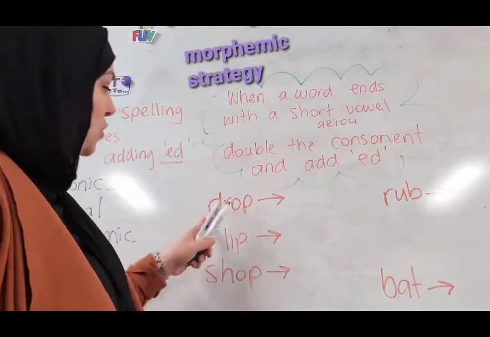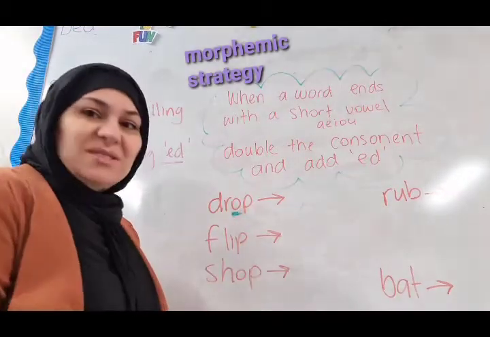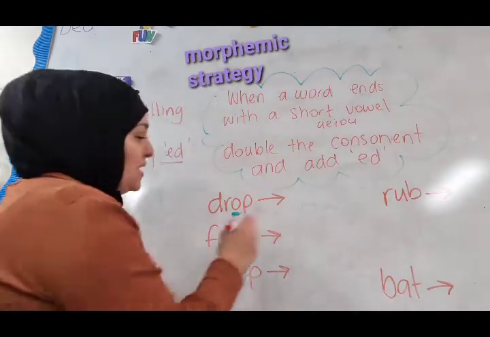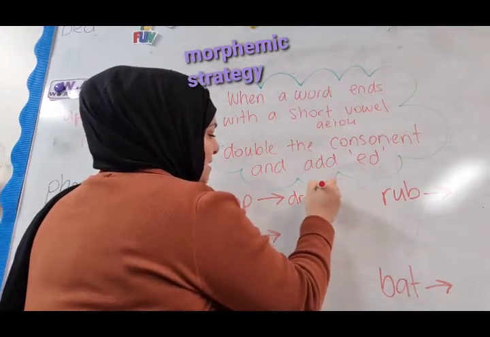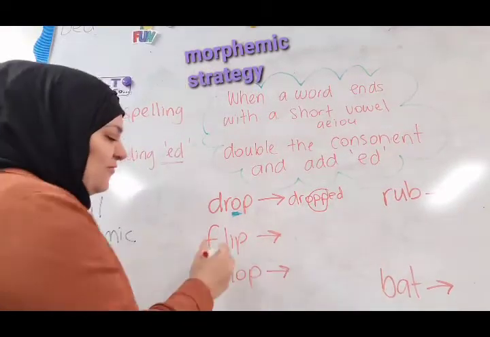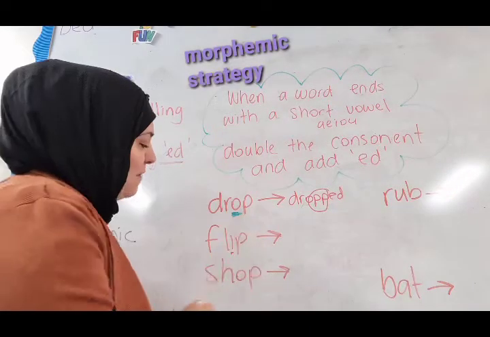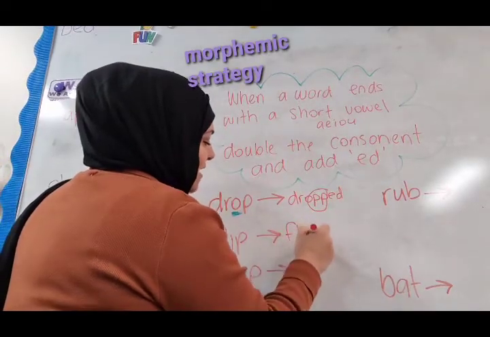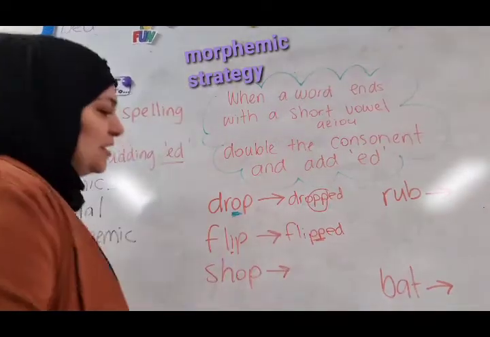If we have the word drop, we can see that there's a short vowel, o, there. So to make it into past tense, dropped, we're going to double this last consonant, which is the P. So it becomes D-R-O-P-P-E-D. So we're doubling that last consonant because there's a short vowel. The next one is the word flip, and the vowel there is i. Remember, it's a, e, i, o, u. What are we going to do? Double that last consonant, double it, and then add ed. Okay, there's that double P. Looks like lots of P words.